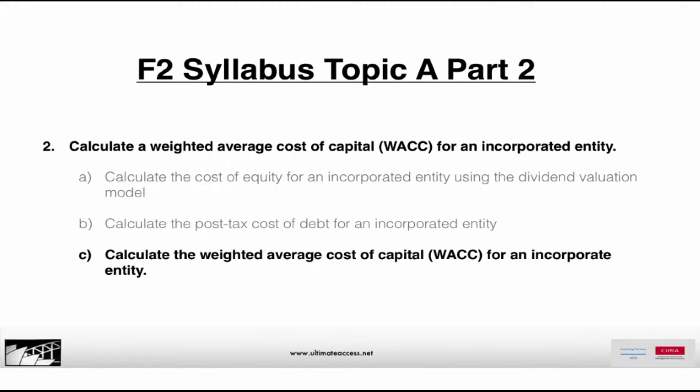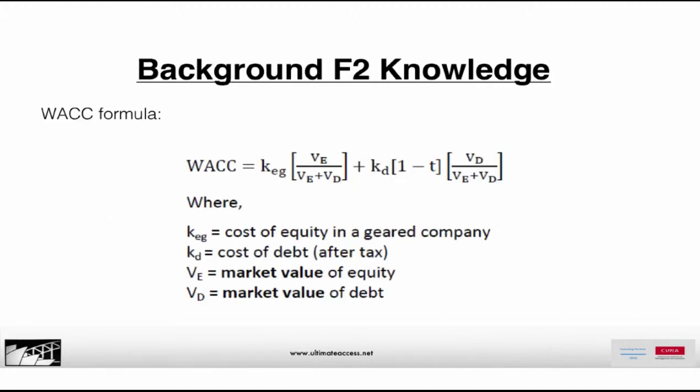In particular, we are looking at Section C, which is to calculate the weighted average cost of capital for an incorporated entity. A little bit of background on this F2 topic: as can be seen on the slide, there are two parts to the WACC formula. We have the equity part and the debt part. If there are more sources of capital funding, then this WACC formula becomes a little bit longer. But for now, we'll stick to the simple formula, which covers equity and debt.